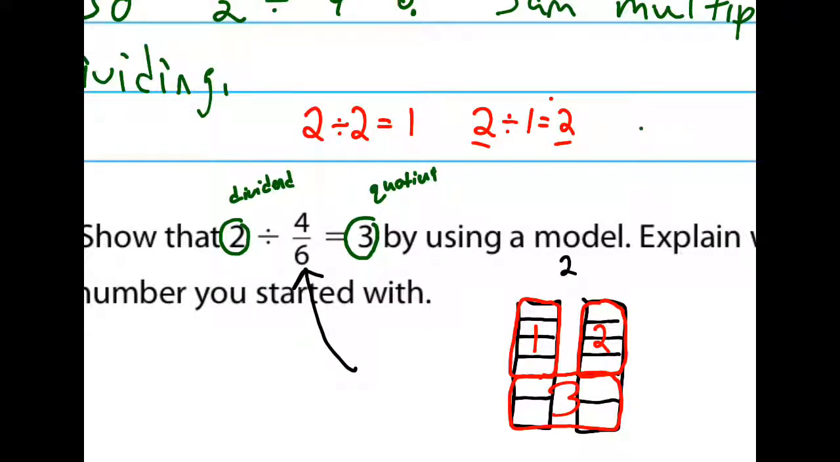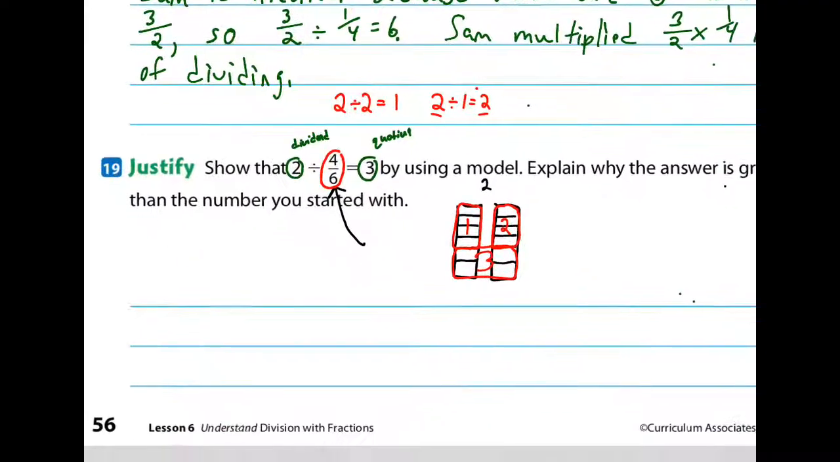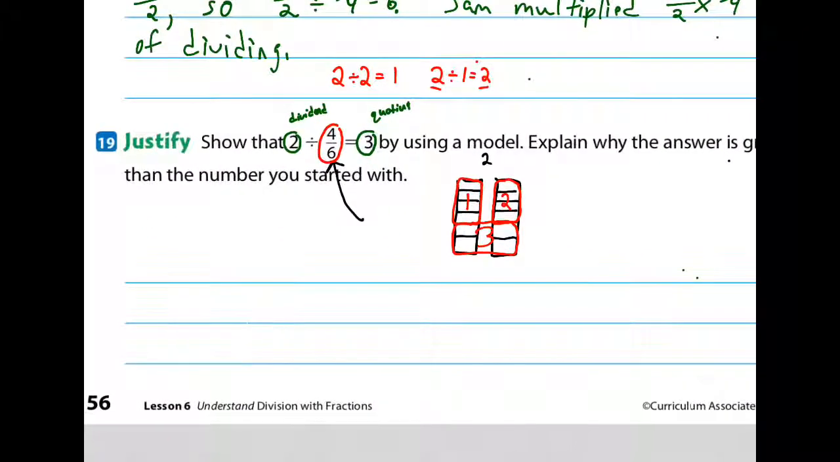So the reason why your answer, your quotient, is bigger is because you're dividing by a number less than 1. Anytime you divide a whole number by a number less than 1, your answer is going to be bigger. Okay? So I'm going to write that down.